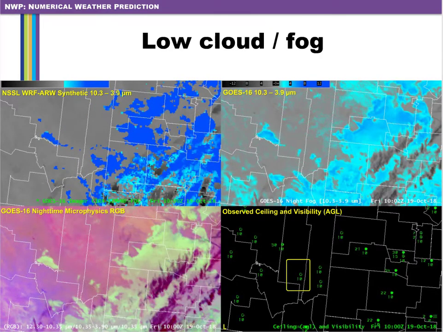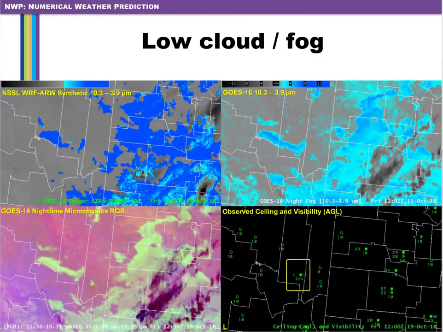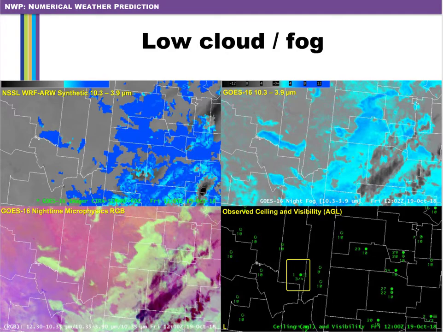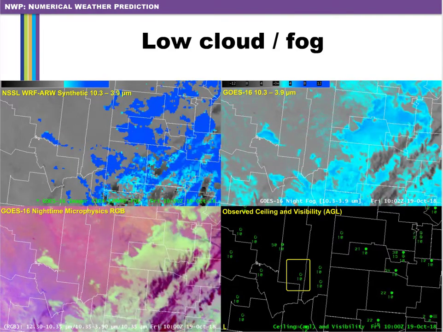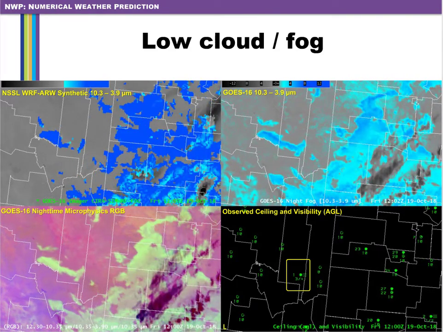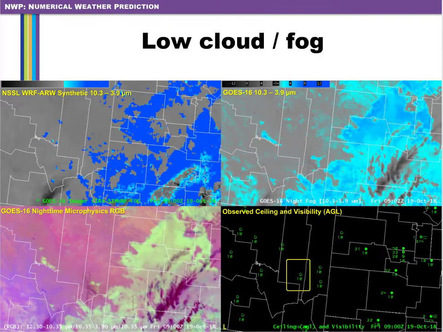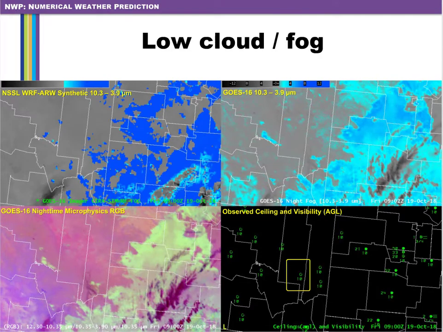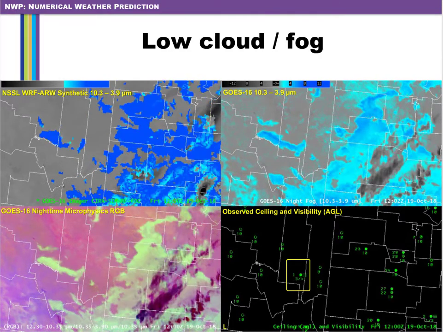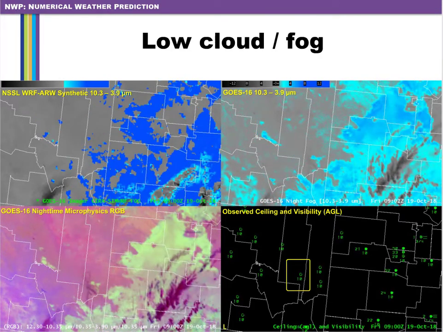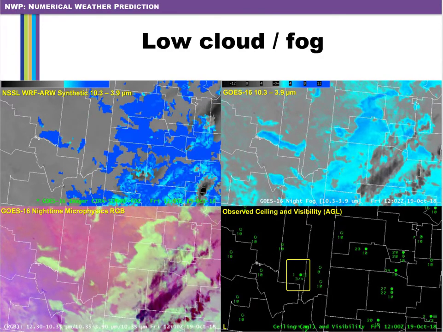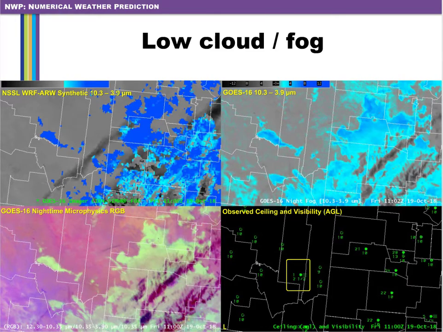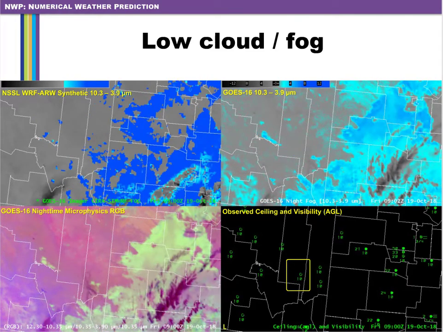The model forecast low cloud or fog in this region as indicated by the positive brightness temperature difference values in the upper left panel, which are blue in this color table. We can see that this region of low cloud or fog developed at roughly the same time that was forecast, as we verify in the GOES fog product in the upper right panel, and the GOES nighttime microphysics RGB in the lower left. Recall that the fog appears dull aqua to gray in the nighttime microphysics RGB.